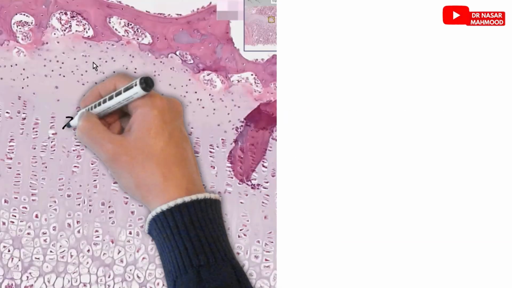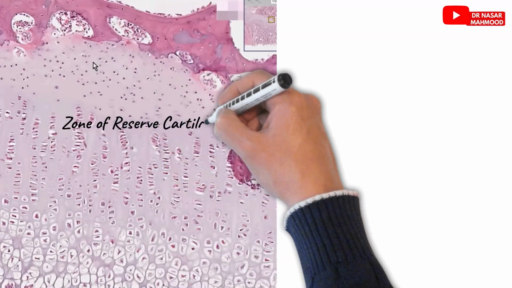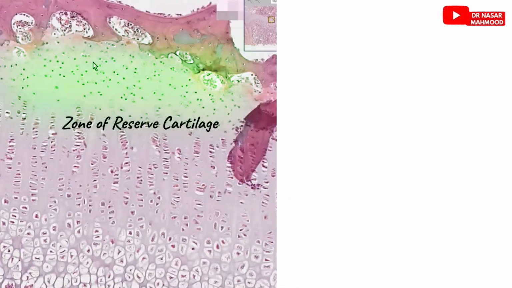The first region is a zone of reserved cartilage. Cells here appear similar to normal cartilage cells. They are relatively small and inactive, serving as a reserve population that will later enter the growth process.